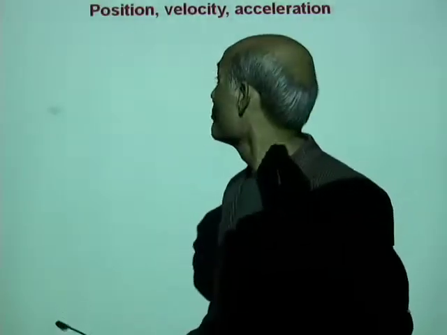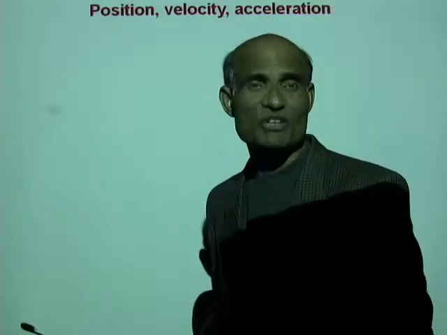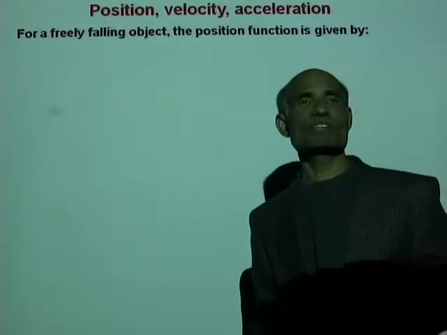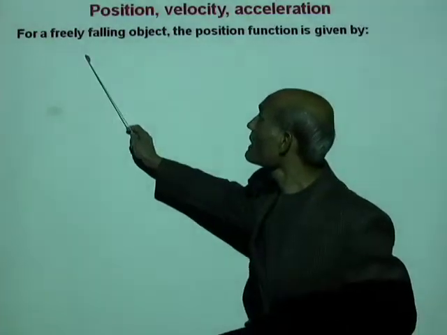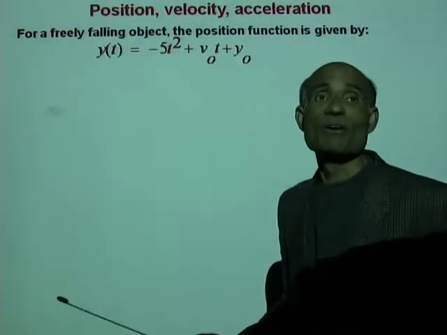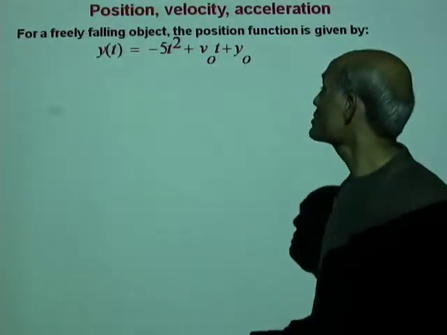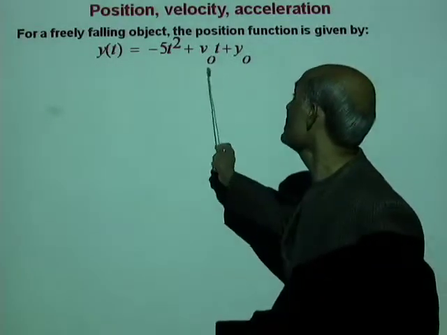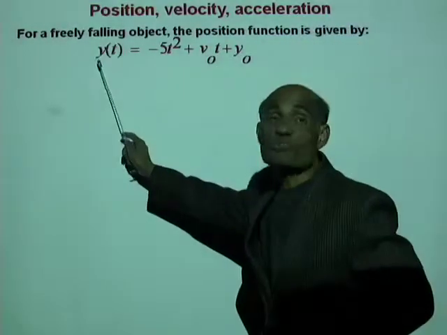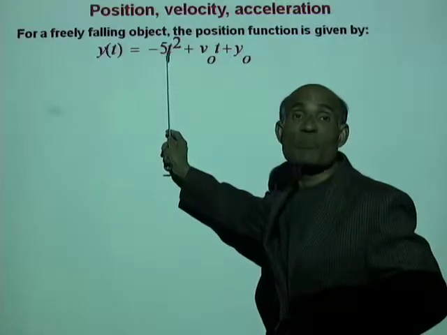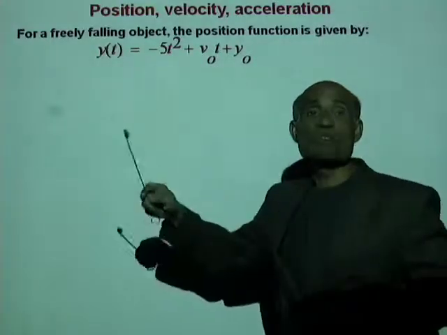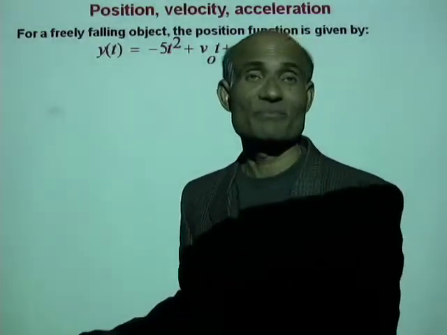Now, we talked about position, velocity, and acceleration. And let's do another problem using the concept of position, velocity, and acceleration. For a freely falling object, the position function is given by y of t equal to negative 5t squared plus v0t plus y0. That means the position at any given time is given by this equation.